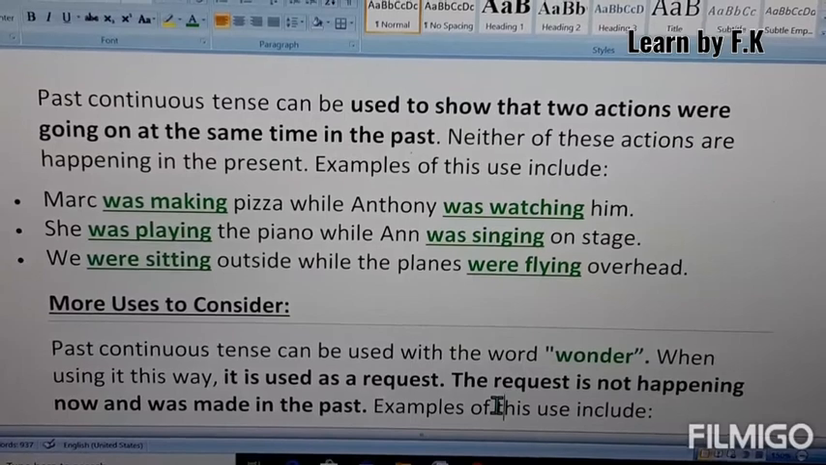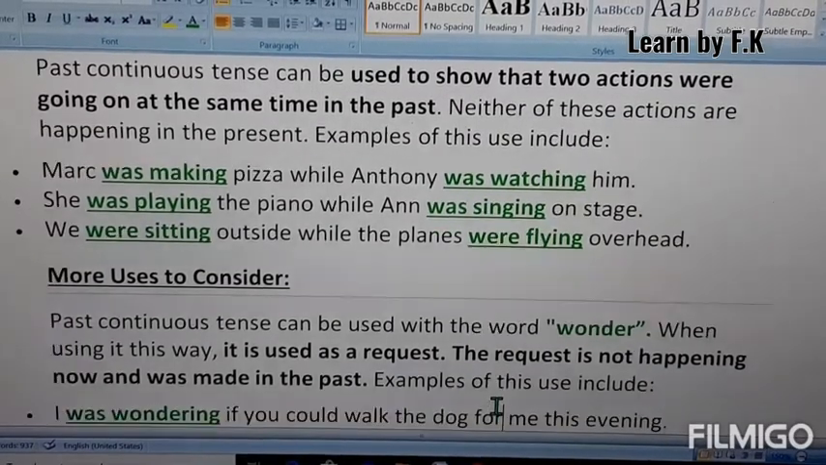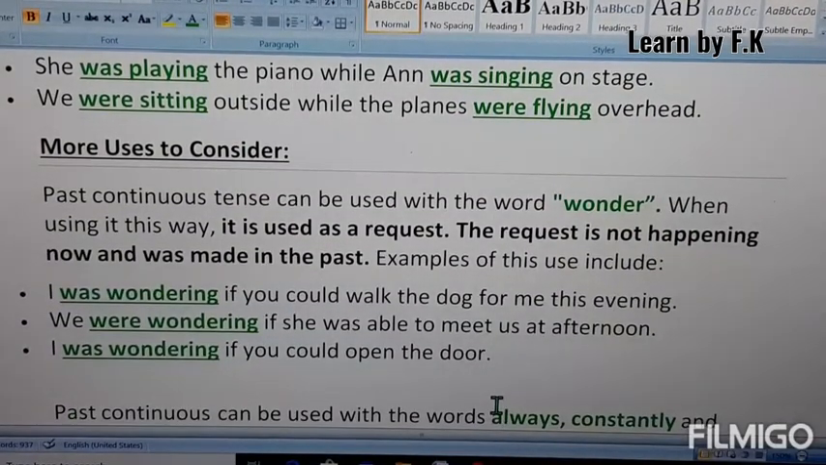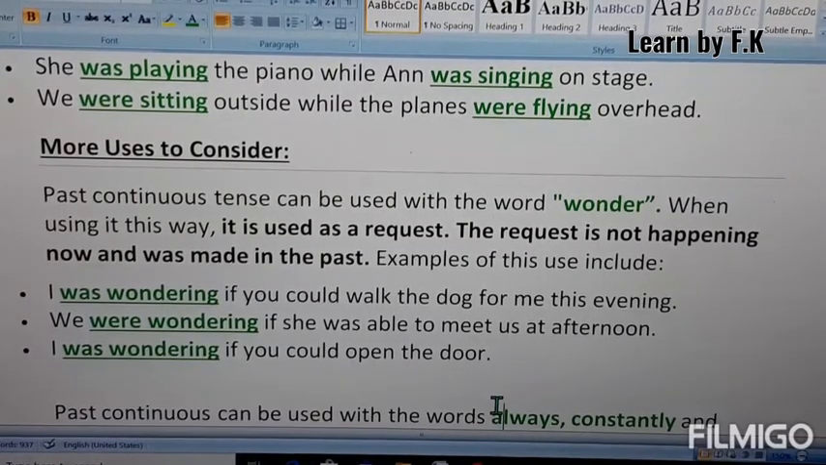We were sitting outside while the planes were flying overhead. This is the same thing also. More uses to consider. Past continuous tense can also be used with the word wonder. Wonder means surprise, and we use wonder in many ways. I was wondering, it is used as a request. The request is not happening now, but it was made in the past.